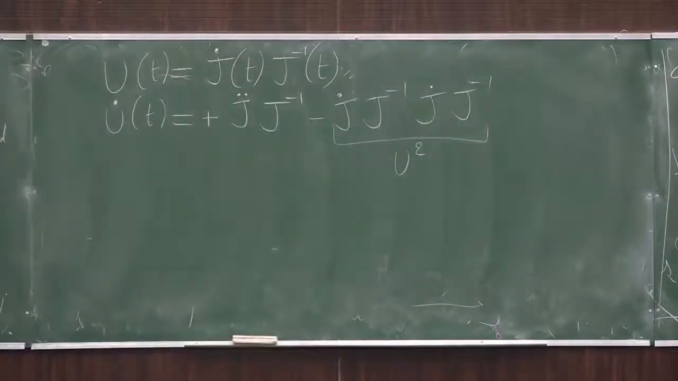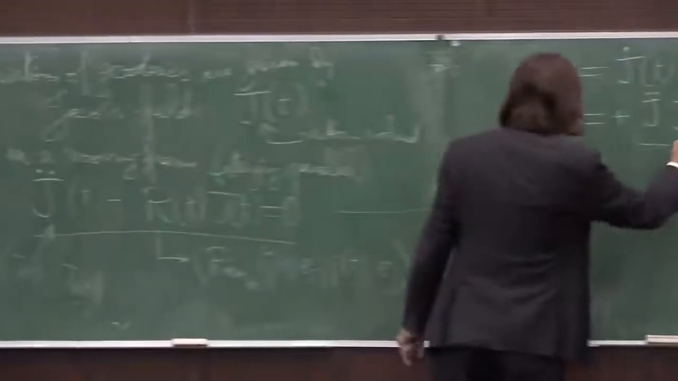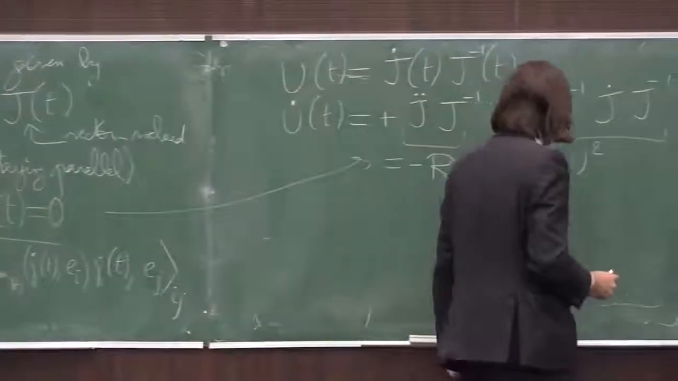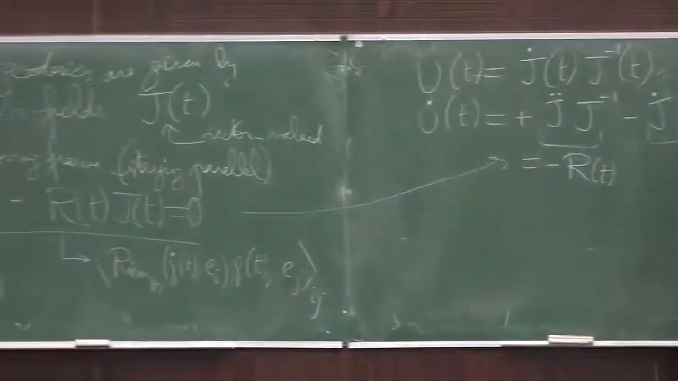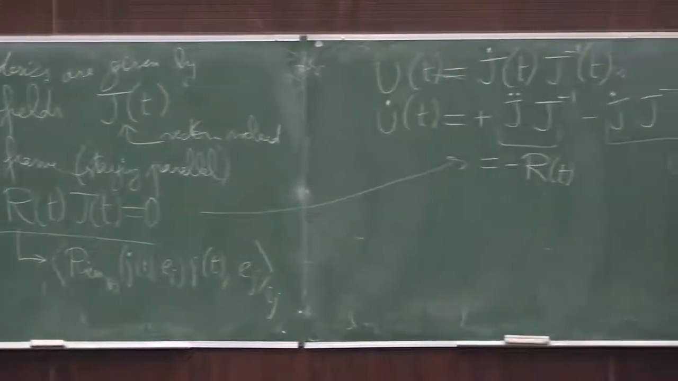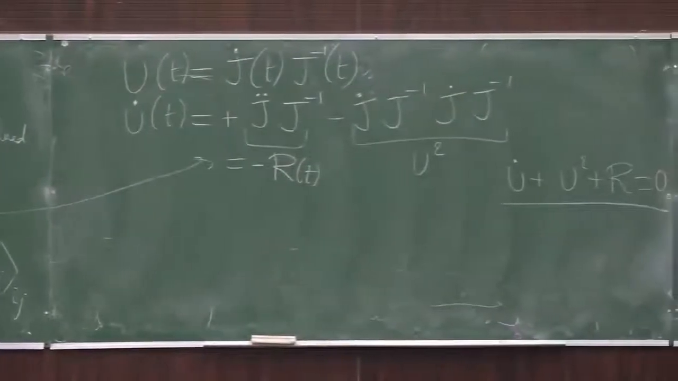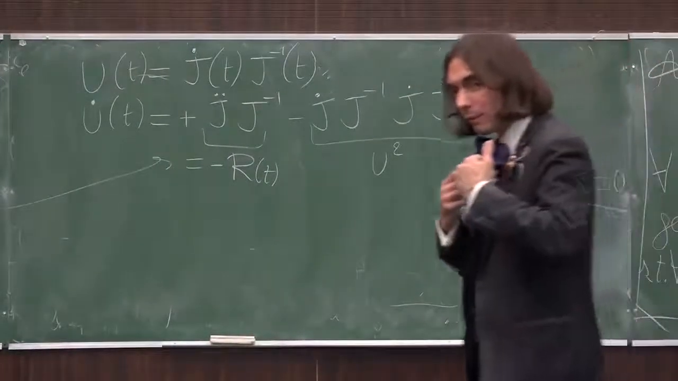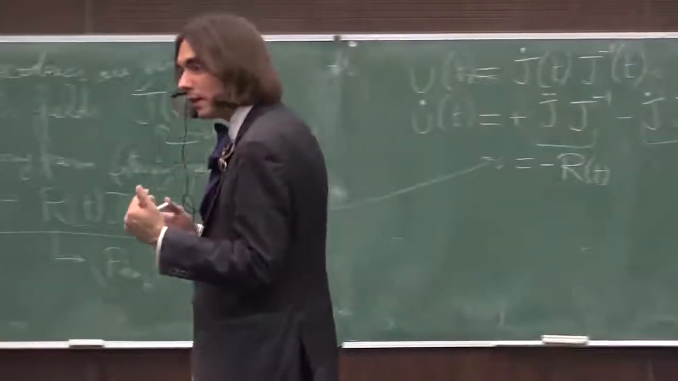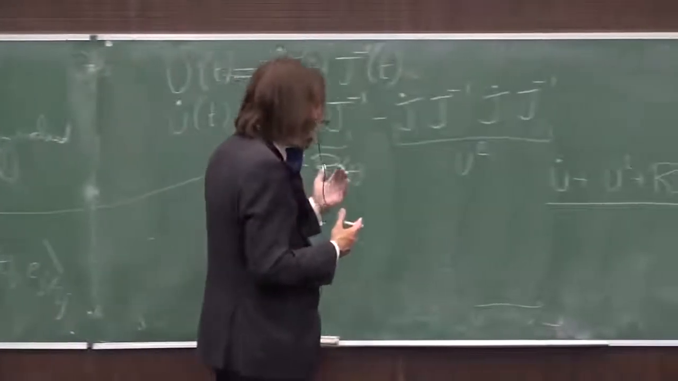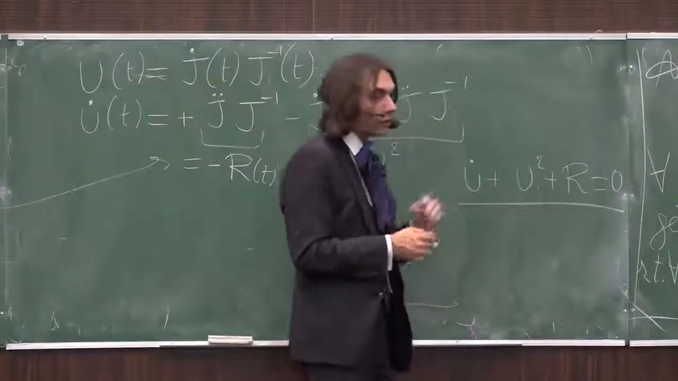And now J double dot J minus 1, through the equation, is equal to minus R of t. So you obtain the equation U dot plus U square plus R equals 0. It's a matrix valued Riccati equation. And it's the fundamental basis of curvature in a way. Everything you want to read on curvature is in this equation to some extent.